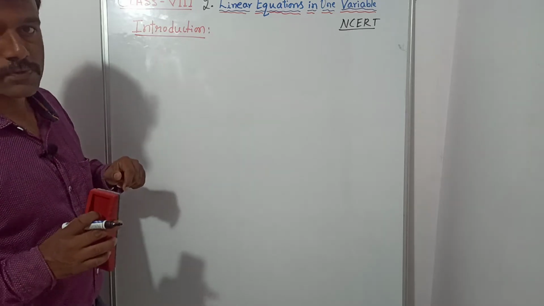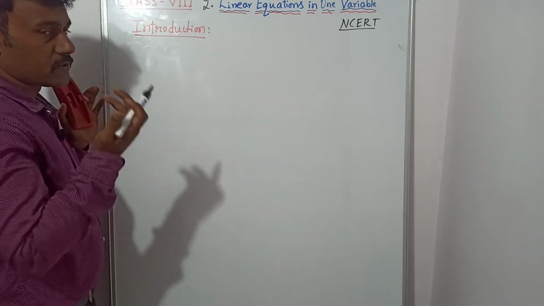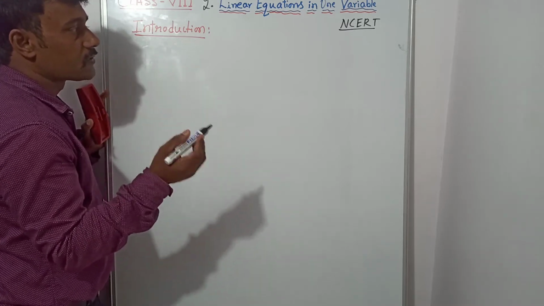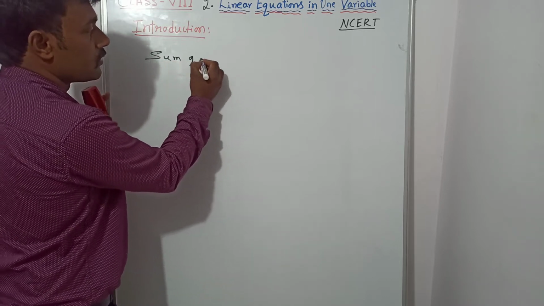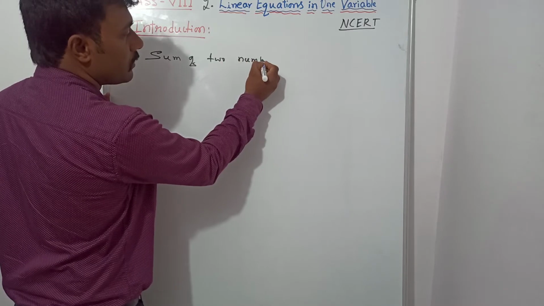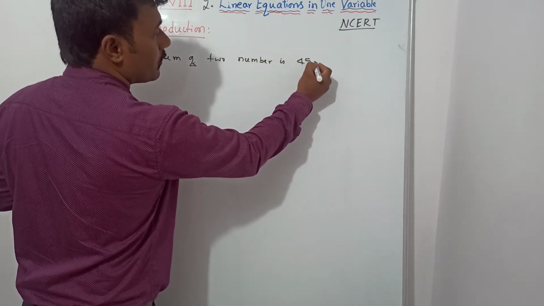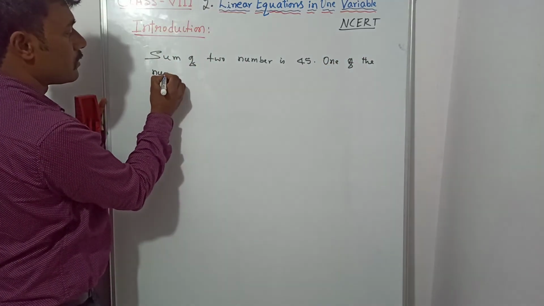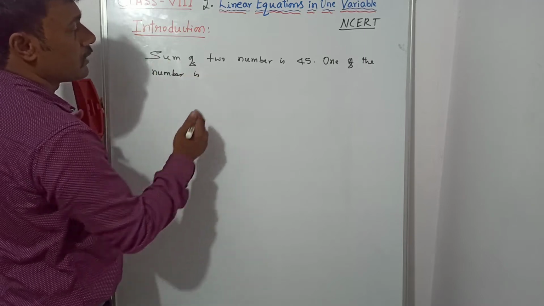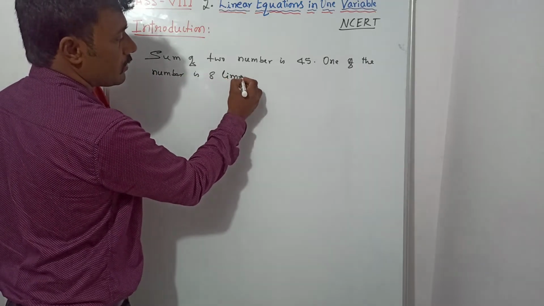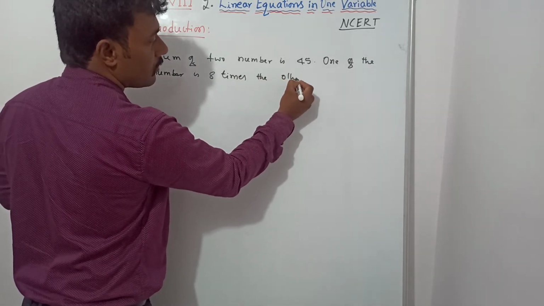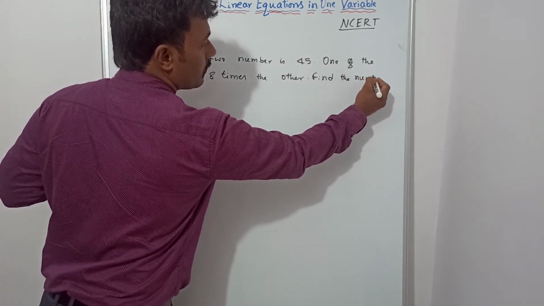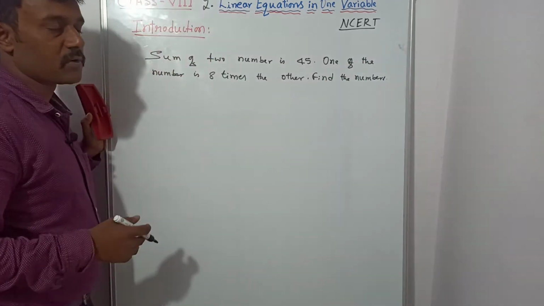This is statement problems. For example, statement problems are like this. The sum of two numbers is 45. One of the numbers is 8 times the other. Then find the numbers. This is one example of a statement problem.